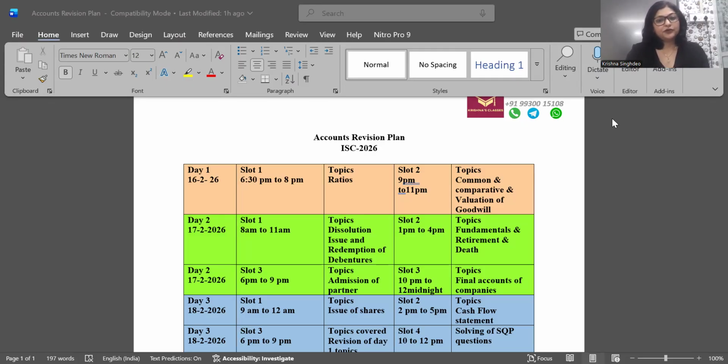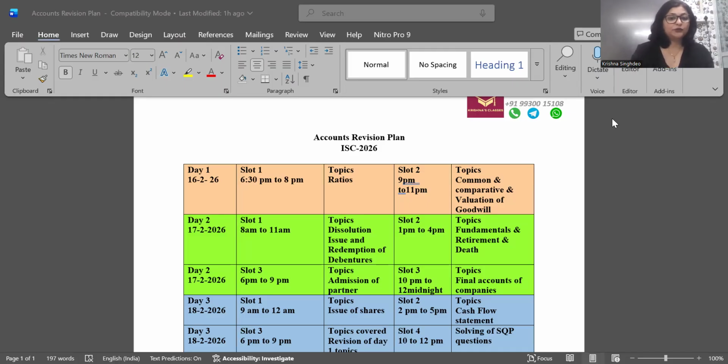So what you can do, you can pick up some light topics, and in 2 slots you can study, one from 6:30 to 8 and another one from 9 to 11. Some very easy topics like common size and comparative income statements and balance sheet, you can do that. Means comparative and common size statements you can do, and also valuation of goodwill, which is one of the easy chapters. You can complete both of these.